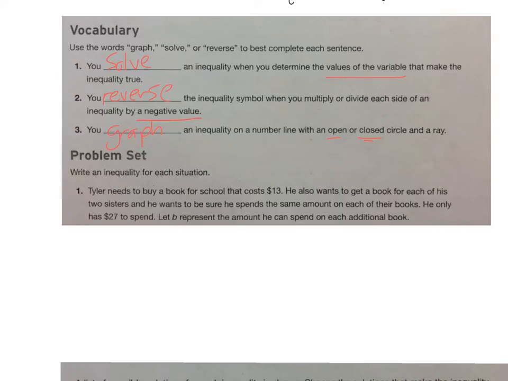We are going to read the problem, and then we're going to write, solve, and graph an inequality. Tyler needs to buy a book for school that costs $13. He also wants to get a book for each of his 2 sisters, and he wants to be sure he spends the same amount on each of their books. He only has $27 to spend. Let B represent the amount he can spend on each additional book.